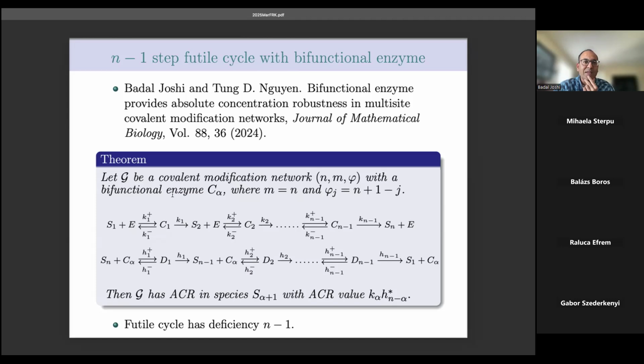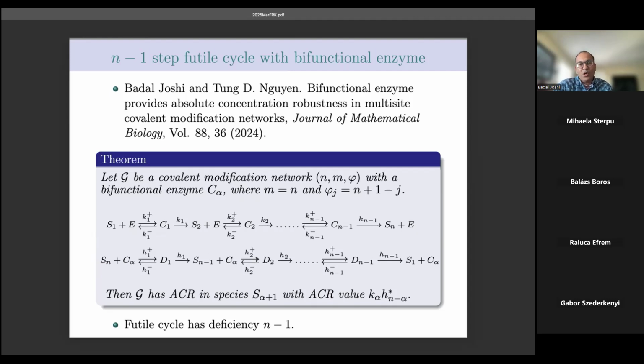So we started with this so-called futile cycle, where some substrate changes from S1 to S2 all the way to Sn, and then there is another backward chain where you go from Sn to Sn minus 1 all the way back to S1, right? So these are different forms of a substrate. And in the forward chain, the enzyme is E, and C alpha is another enzyme, which is one of the complexes appearing in the forward chain. And we found conditions for ACR in this type of network.